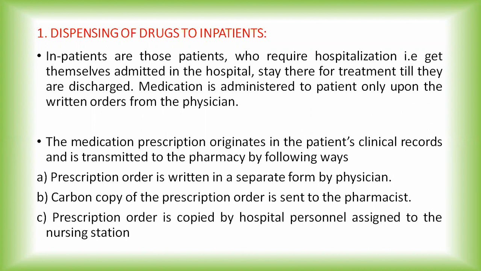So in the file there is a prescription order form, on which the physician writes the prescription order. Next, the carbon copy of the prescription order is sent to the pharmacist. The original does not go, but the carbon copy goes to the pharmacist. That prescription order is copied by hospital personnel assigned to the nursing station. Okay. So the prescription order is copied by hospital personnel assigned to the nursing station. Clear?